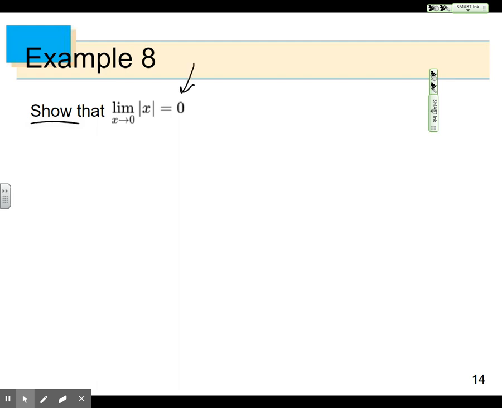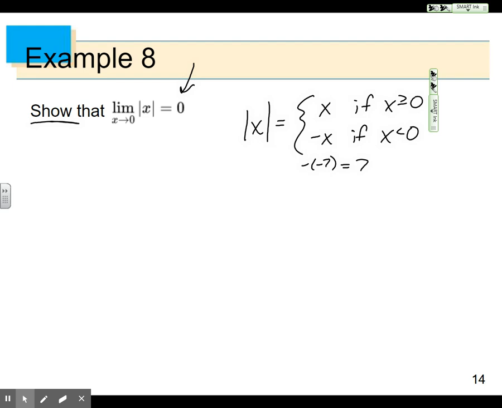Okay? I want to show mathematically that the limit as x approaches 0 of this absolute value function is 0. And so the best way to do that is going to be using left-hand and right-hand limits. Before we get going though, remember what we said about the absolute value function of x. It's actually just a piecewise function where it equals x if x is positive, and we take the opposite of x if x is negative. So for instance, if I'm taking the absolute value of -7, I would get 7, in order for it to equal something positive, which we've always known to be true.